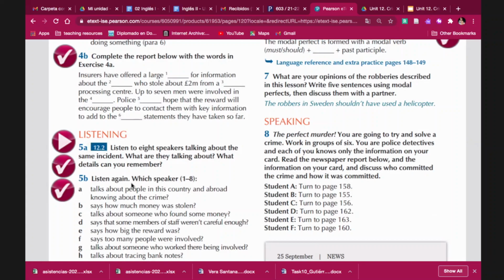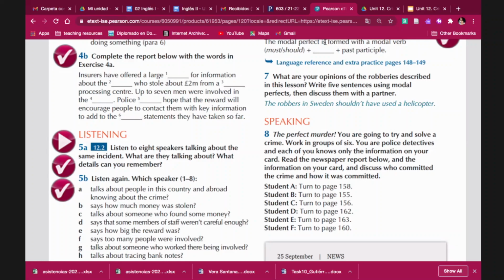So what are they talking about? What details can you remember, okay? Manuel, what were they talking about and what details can you remember from this listening? I think they give like their opinion about a crime. And what was the new information or anything you found interesting that was told in this audio that was not in the previous reports? I think the interesting part is that they give more information about the raid.